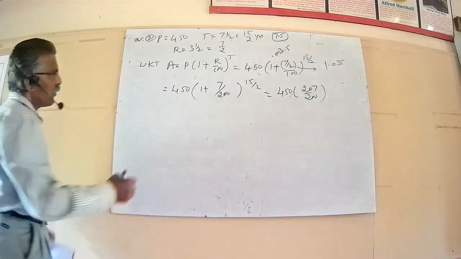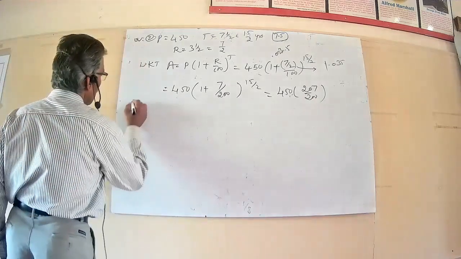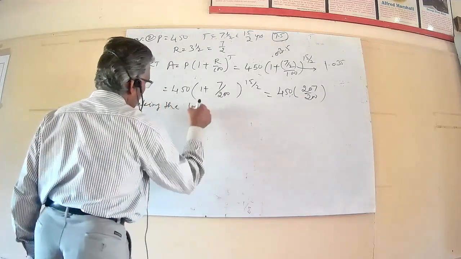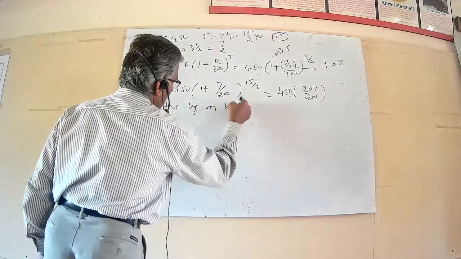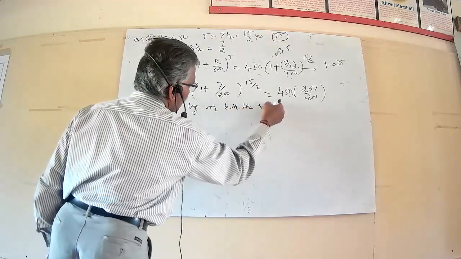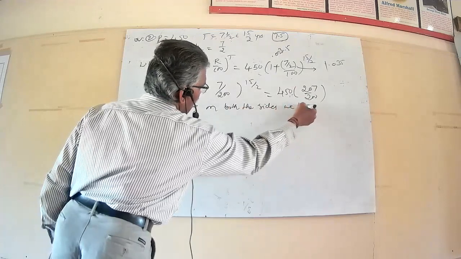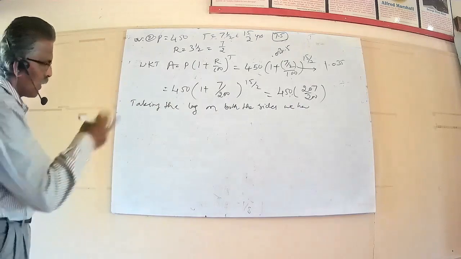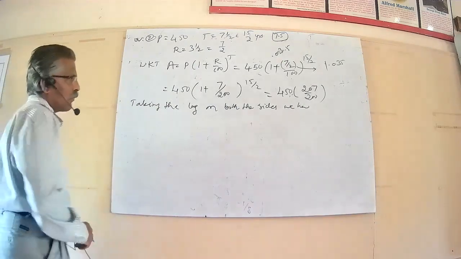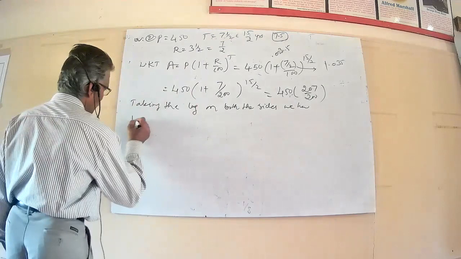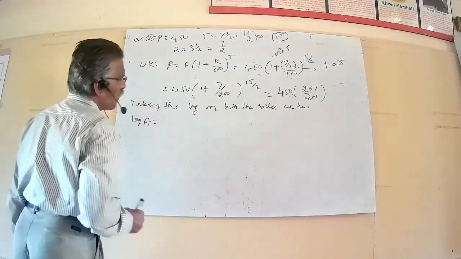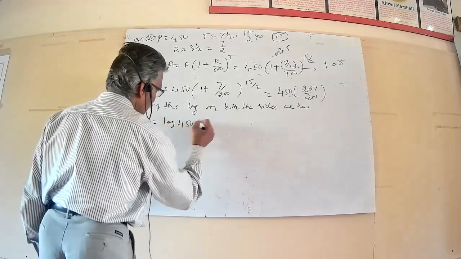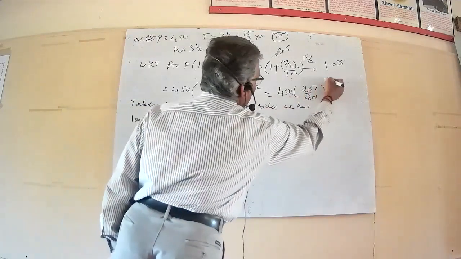1.035. Now taking the log on both the sides. This is a procedure. You have to write in the examination like this, taking the logarithm on both the sides we have. So log of A equal to log of 450 plus the exponent 15/2 is there.